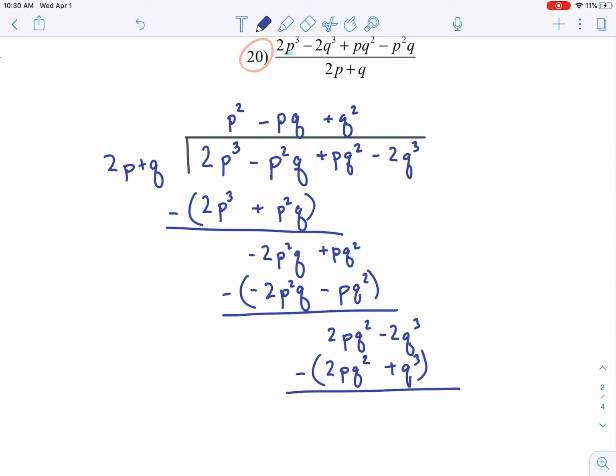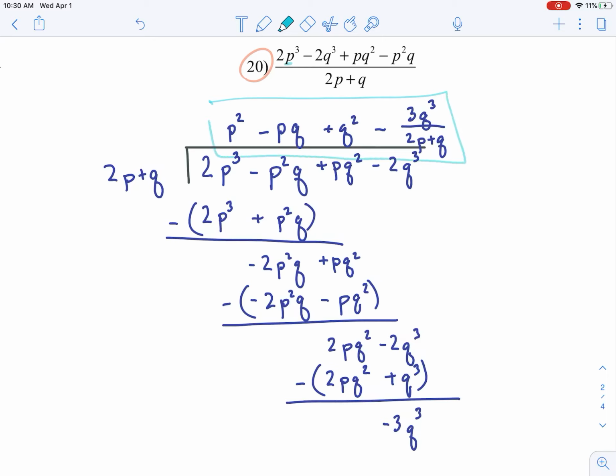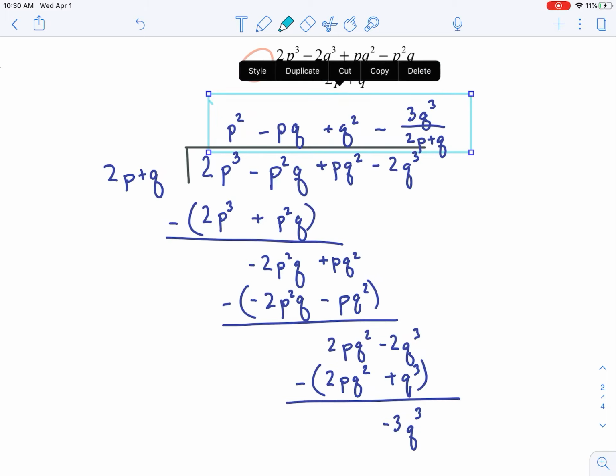And I'm left with negative 3q cubed. So I have a remainder, so I've got to add plus, let's make it minus. Minus 3q cubed over my divisor, 2p plus q. I chose to make it a minus. I could have made it a plus negative. That would be the same thing.